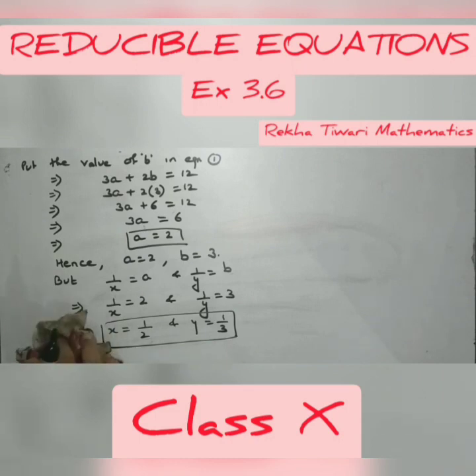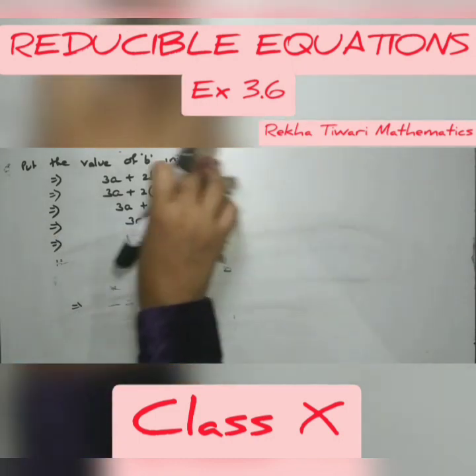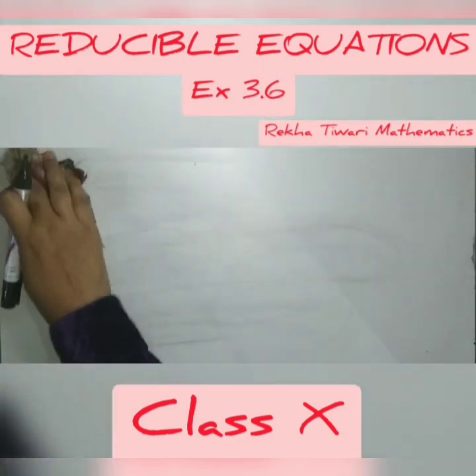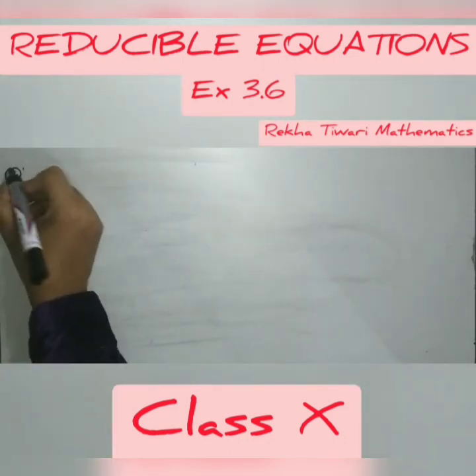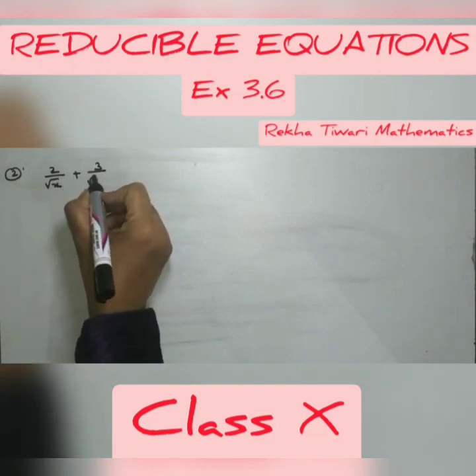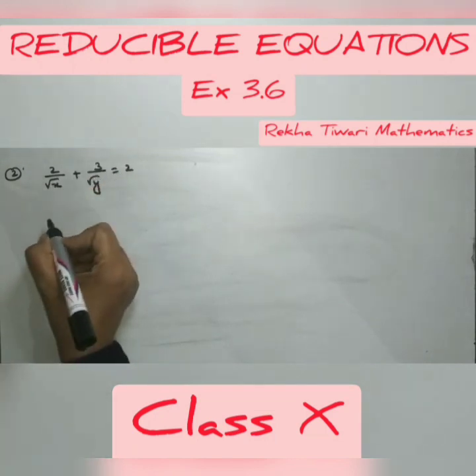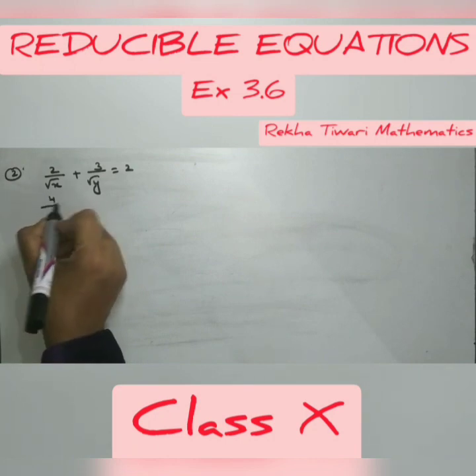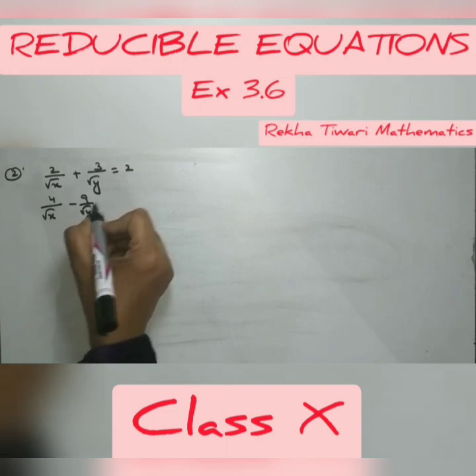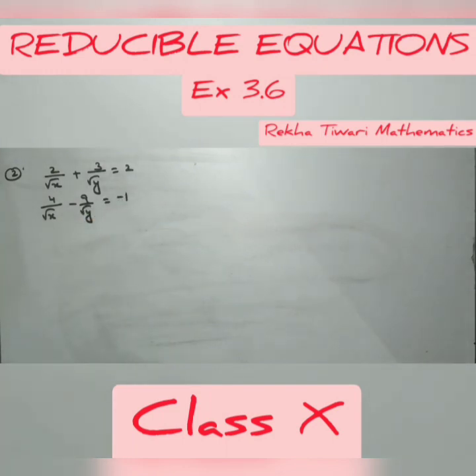Proceed to the next part. Second part is 2 by root x plus 3 by root y is equal to 2. This is your first equation. And the second one is 4 upon root x minus 9 upon root y is equal to minus 1.